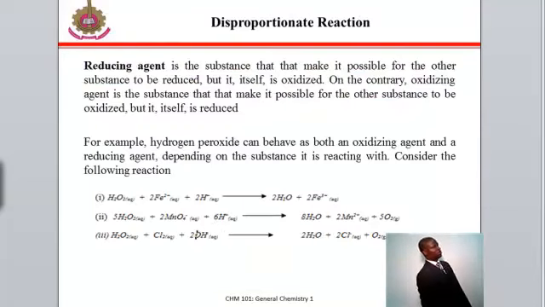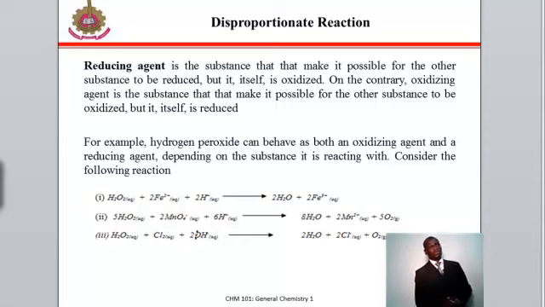the next on our study. Disproportionation reaction. Reducing agent is a substance that makes it possible for the other substance to be reduced, while oxidizing agent is a substance that makes it possible for a substance to be oxidized, but in itself it will be reduced. And I will equally want us to know that a compound that's an oxidizing agent in one reaction can equally be a reducing agent in another reaction. It means they could behave in different ways depending on the reaction in which they find themselves.